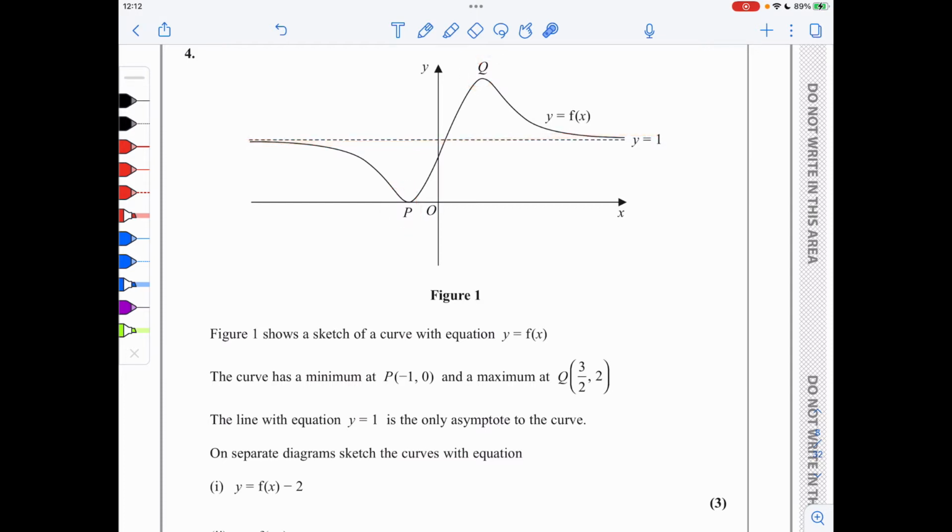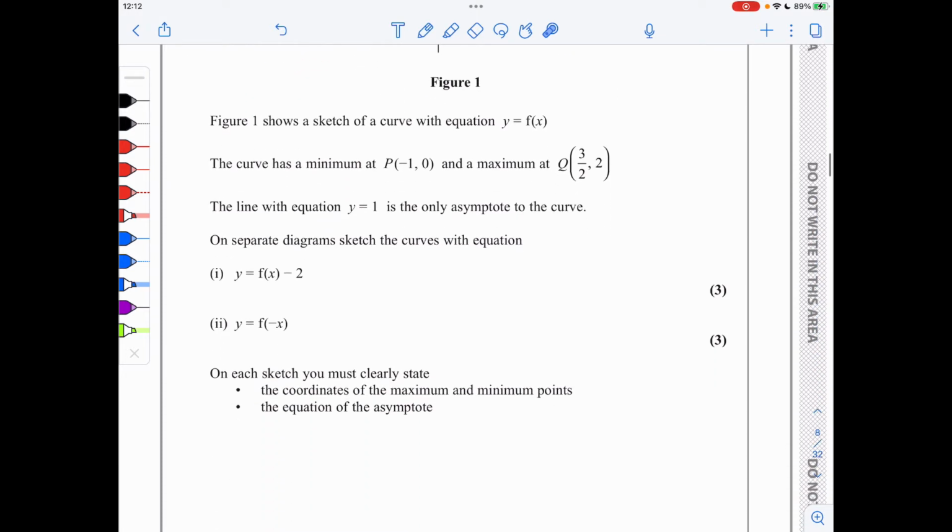And we are asked to sketch the curves with equations f of x minus 2 and f of minus x. Let's start by considering exactly what transformations we're dealing with. The f of x minus 2 simply means that we deduct 2 from y. So it's a translation 2 units down.